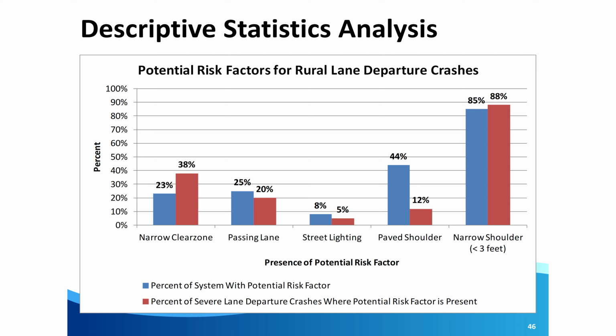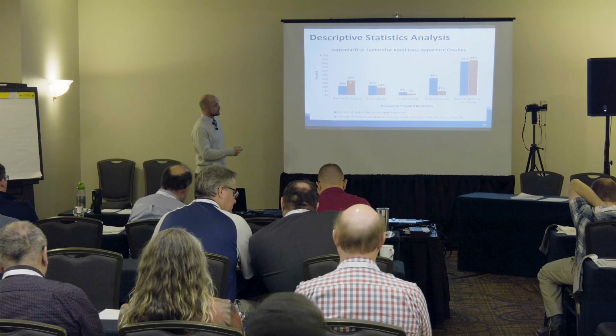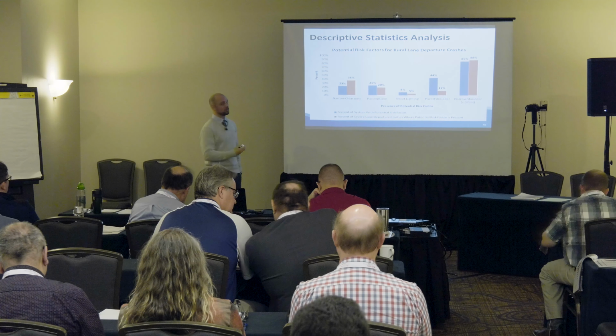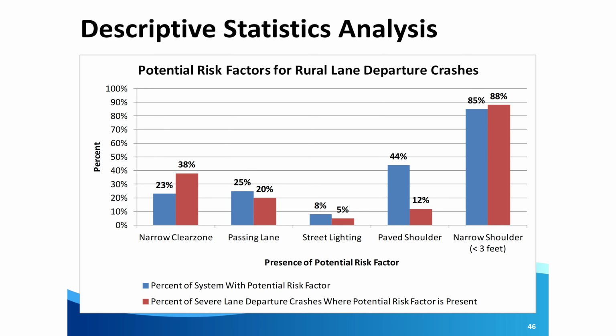So this is looking at it from more of a binary standpoint, but again, on the left, we're looking at the percent of the system with the risk factor. So only 23% of our system has a narrow clear zone, but 38% of the severe lane departures are occurring on sites with narrow clear zone. So that's overrepresented. So that's what we're looking for with these types of graphs is overrepresentation, and that's indicating a clear risk factor. Passing lanes and street lighting are actually slightly underrepresented, so I wouldn't pick those as risk factors because only 20% of our crashes are occurring on sites that are represented across 25% of the system.